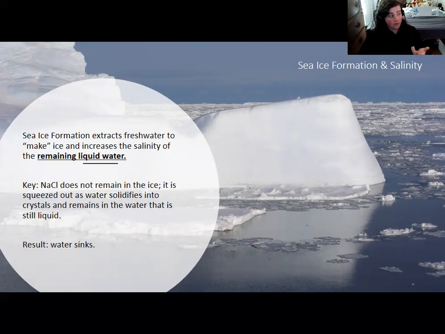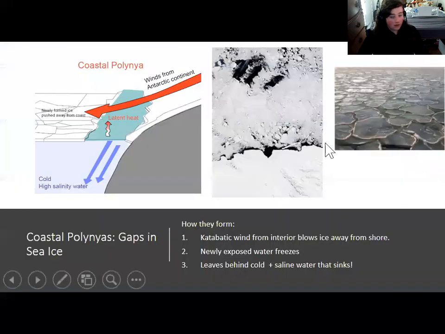You need a coastline that's the right shape. You need a strong enough wind to be pushing the sea ice away. And you need to get consistent enough sea ice formation. And an interesting occurrence in Antarctica is the role that these katabatic winds, or the pressure winds that I alluded to earlier, play in everything.